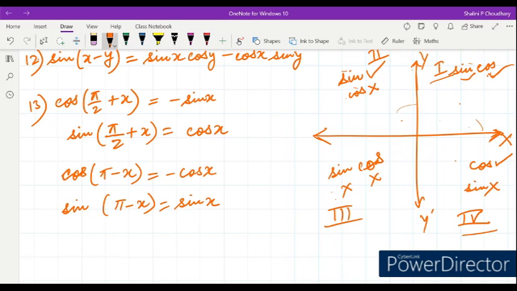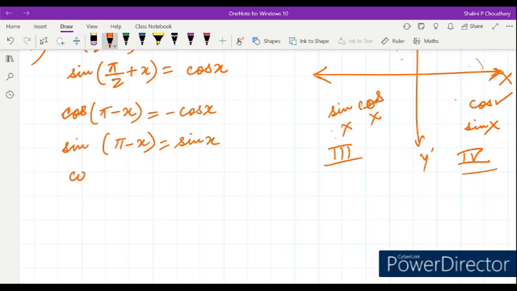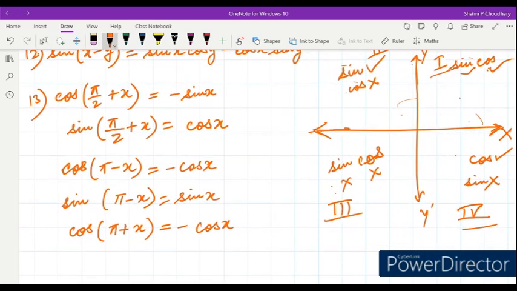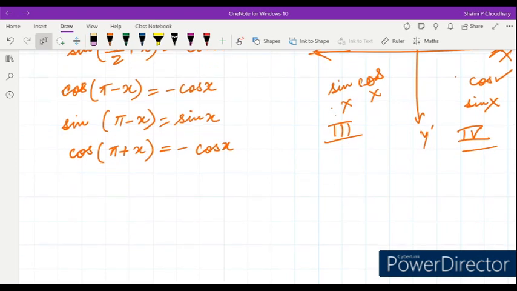Okay. These are some important identities, and they will be required when we are doing the sums. Now cos of pi plus x will be minus cos x. Why? Because pi is 180 degrees and pi plus x means third quadrant, and cos is negative in the third quadrant. Similarly, sine is also negative in the third quadrant, so sine of pi plus x will also be minus sine x.